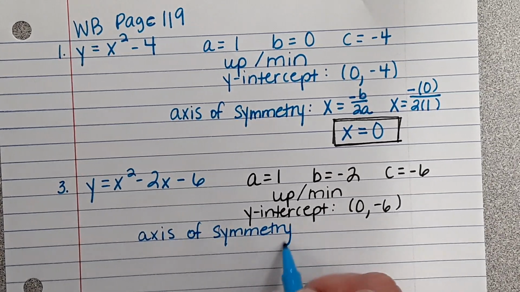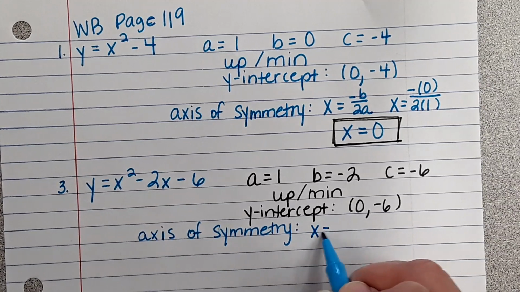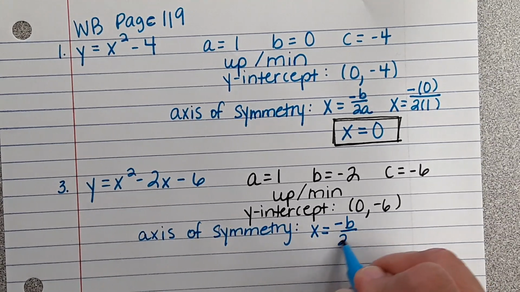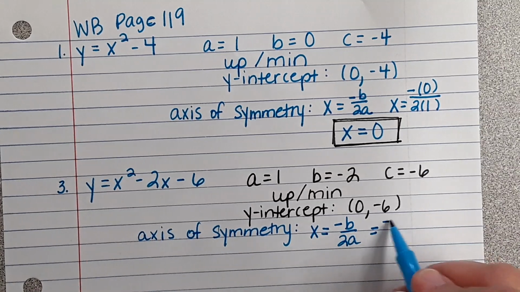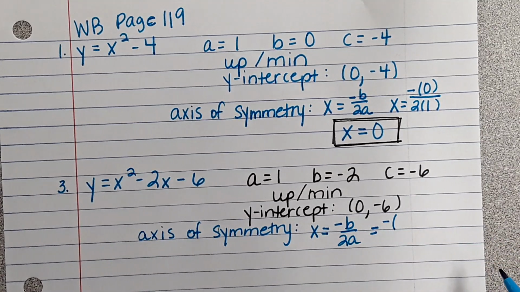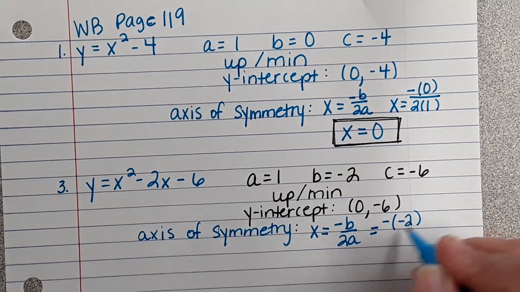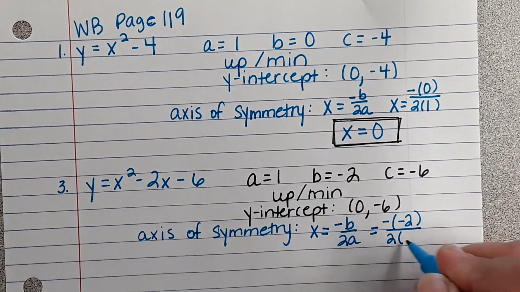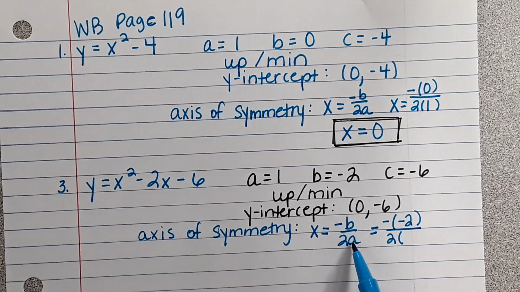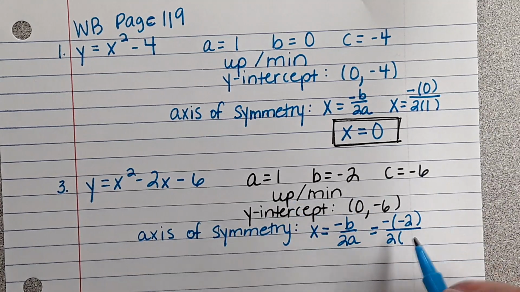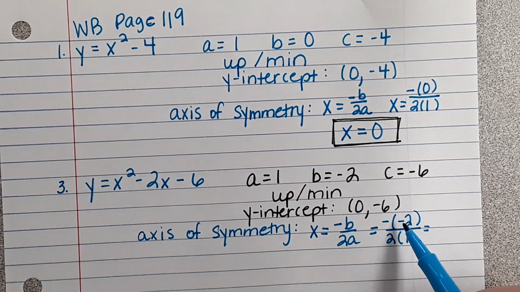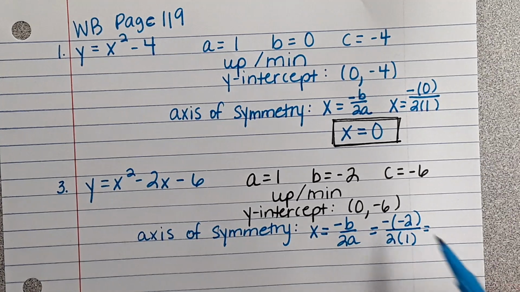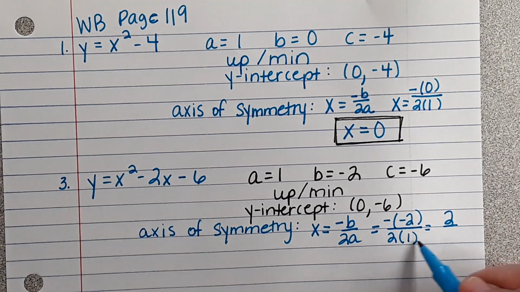It is going to be x equals negative b over 2a. To find the axis of symmetry, you actually put in b. So I'm going to put the opposite. What is b in the problem? It is negative 2. What is a in this problem? 1. So what is the opposite of negative 2? Yep, positive 2.